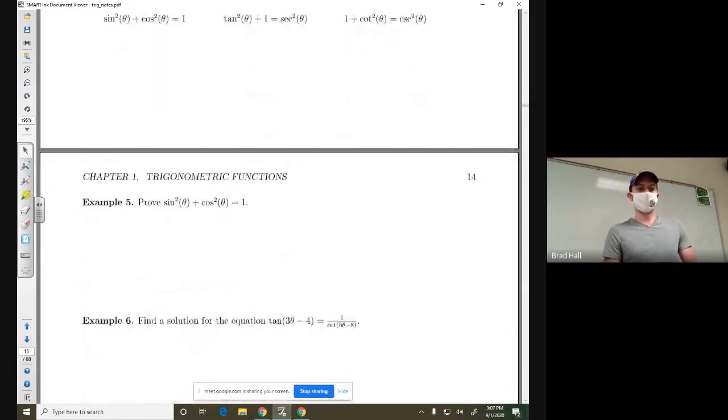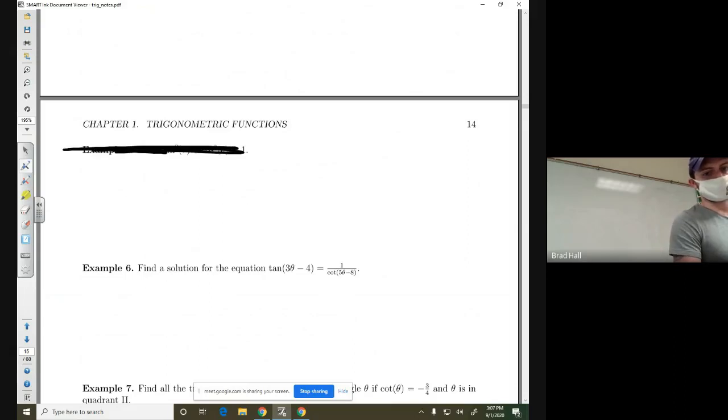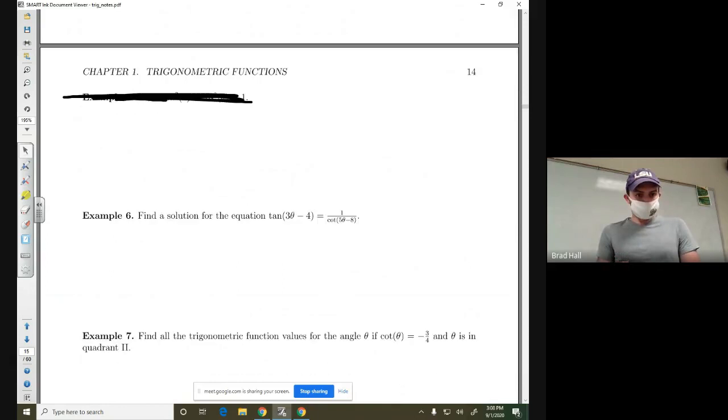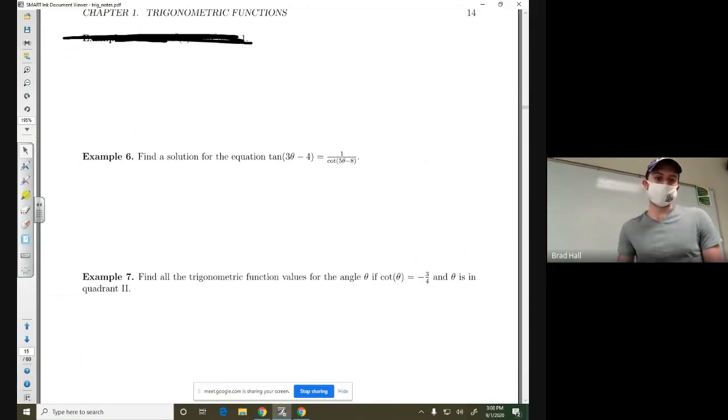And example 5, I just thought that was a cool problem, but it's not really, since a hurricane had to come through and screw up my timeline. You can just ignore example 5. I was going to prove it using a unit circle and a projection. Don't worry about it. It was just a cool way to prove that a formula works. At least I think it's cool. We'll move on to example 6.